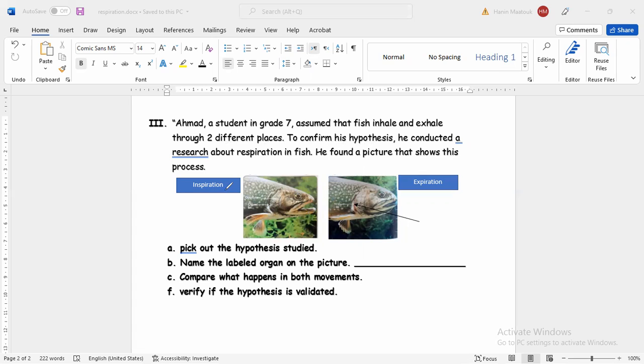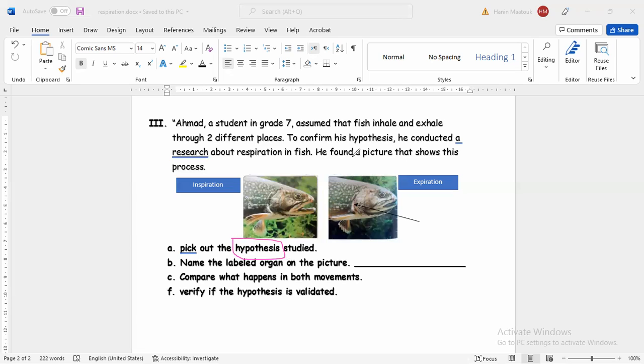In the first picture, it was for inspiration. The second picture was for expiration. Let's see. Pick out the hypothesis studied. Pick out, I will repeat, it's from the paragraph. Hypothesis. How do I know the hypothesis? For the hypothesis, we have special words that we use in order to show you that here is the hypothesis, take it and copy it and write it. These words can be assumed, supposed, I think that. Okay, so all of these are special words to show you the hypothesis.